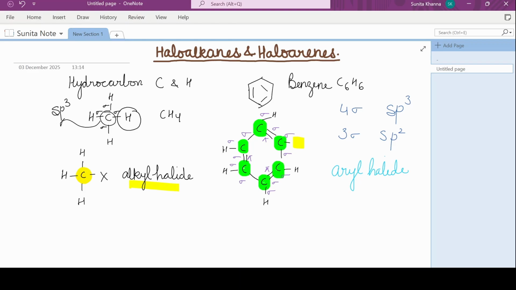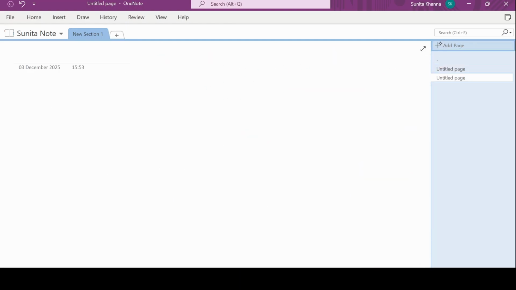Now we come to the other part of the chapter, that is the classification. How we can classify the haloalkanes or haloarenes. There are different criteria for their classification. Okay, there are different criteria for the classification. So this section is for the classification.